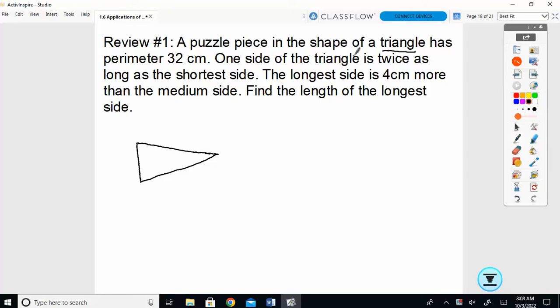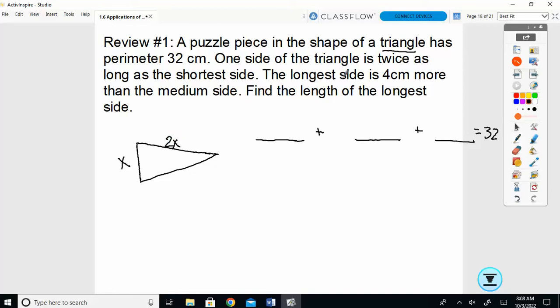That's true. Okay, so it has a perimeter of 32. How do you get a perimeter? Okay. So we know we're going to be adding three sides here, and it will equal 32 for our final equation. One side of the triangle is twice as long as the shortest side. Do I know how long my shortest side is? No. So that would be my x. So the next one is twice as long, so that would be 2x.